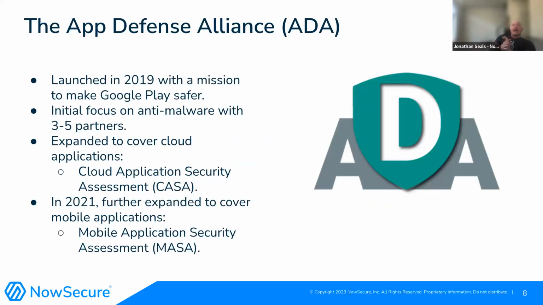So what is the App Defense Alliance? As you guys can read, it was launched in 2019 to make the Google Play Store safer. The initial focus was anti-malware. It went on to the cloud. We're not really talking about cloud right now. Our big talk right now is MASA, the Mobile Application Security Assessment. And it's being pushed out to make the Play Store and all the Android users safer when they're downloading apps.